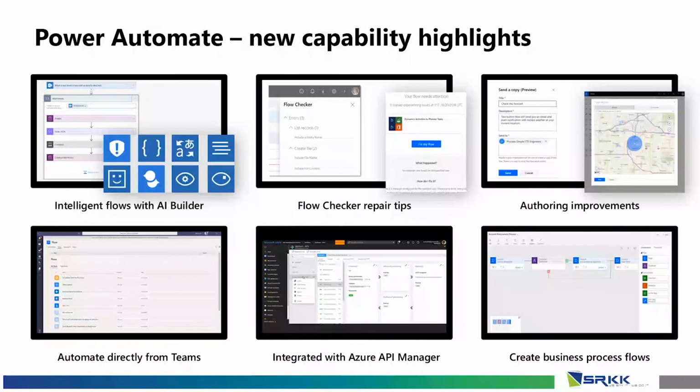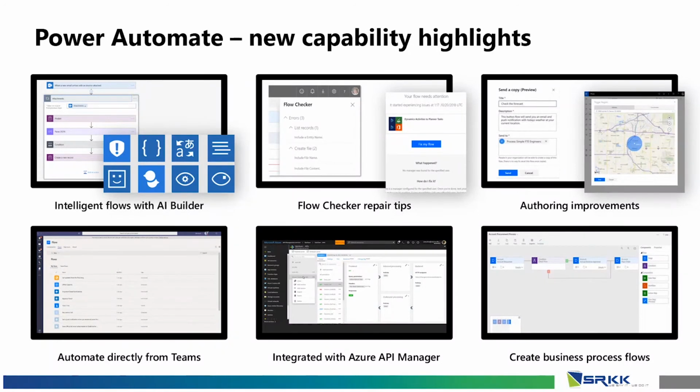My last slide here is just a little taste of the new capabilities of Power Automate. Of course, Microsoft keeps adding new things. First is intelligent flows with AI Builder, meaning you can have more functions to integrate with your backend processes. AI Builder is a whole separate huge topic that maybe we can cover later on. We also have a flow checker and repair tips. When you create a flow, it will be smart enough to tell you, hey, this particular section may not be correct.